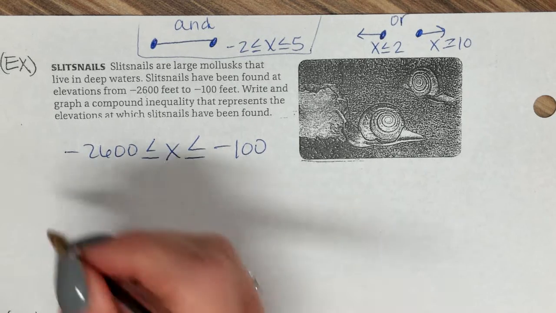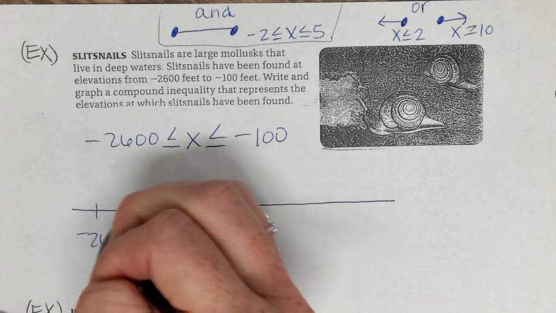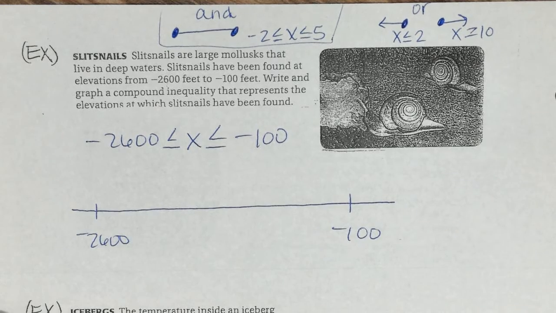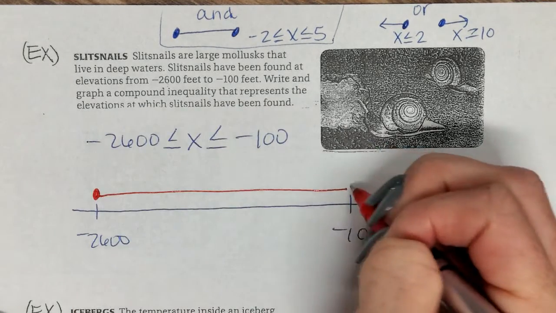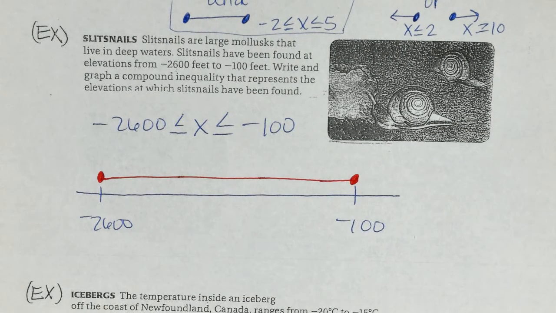Okay, so to put this on a number line, I personally wouldn't have any strategy. I would just say here's -2,600, here's -100. It's going to be a solid dot, shaded in the middle. I put it above just so y'all can see it, but you can put it on it. It doesn't matter.